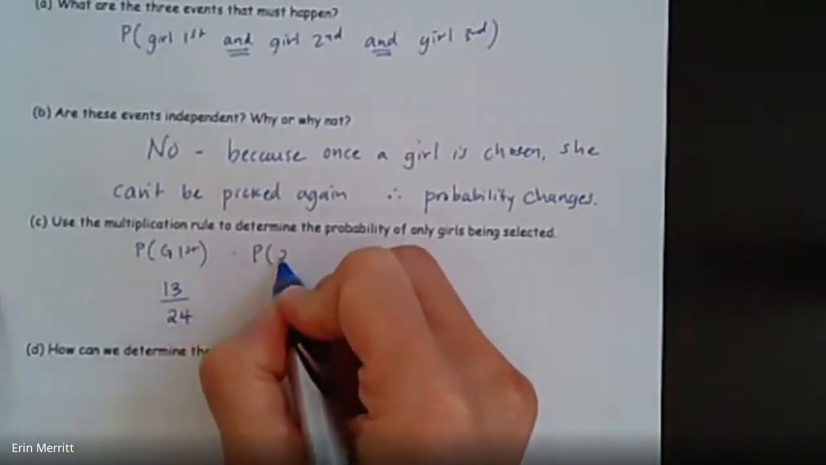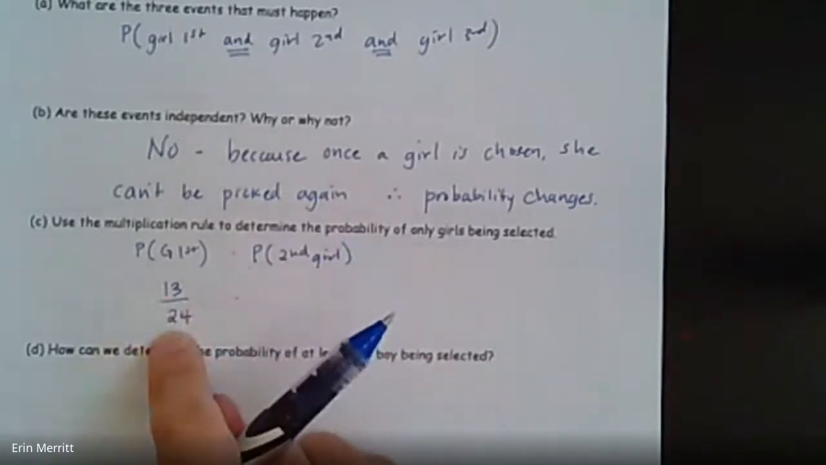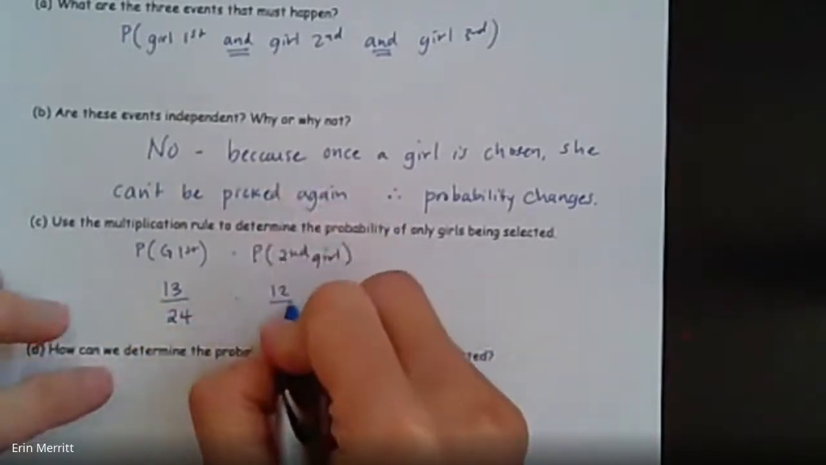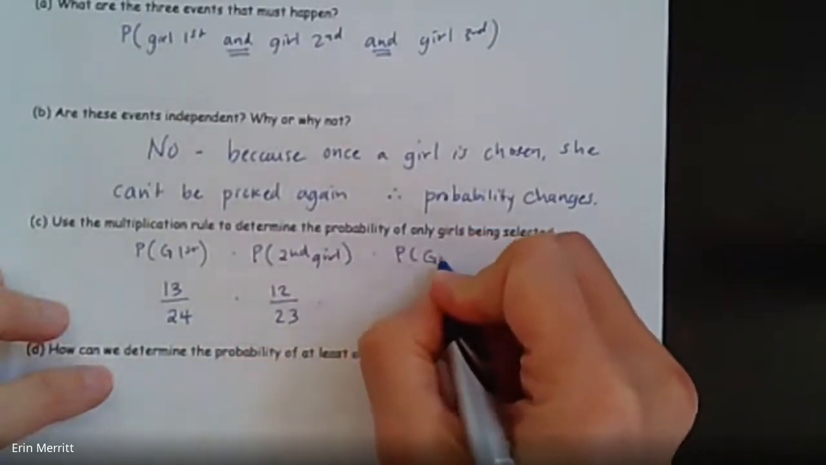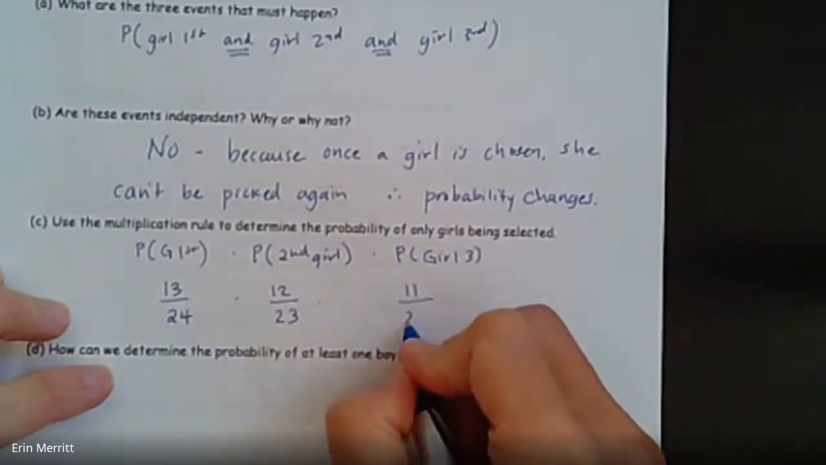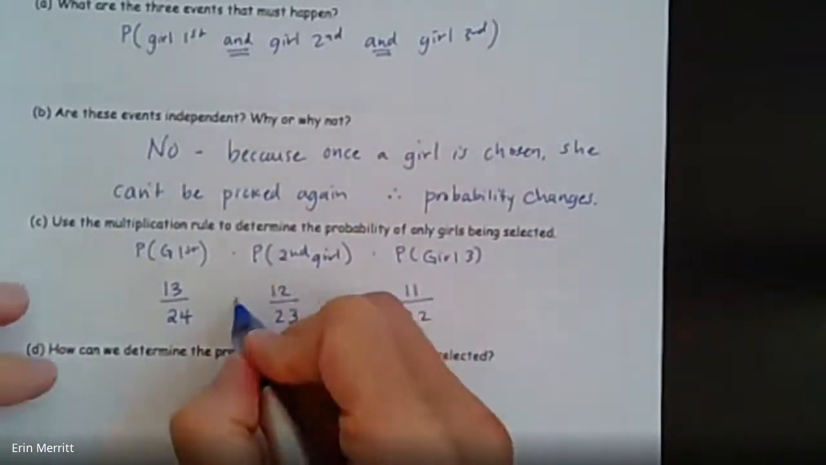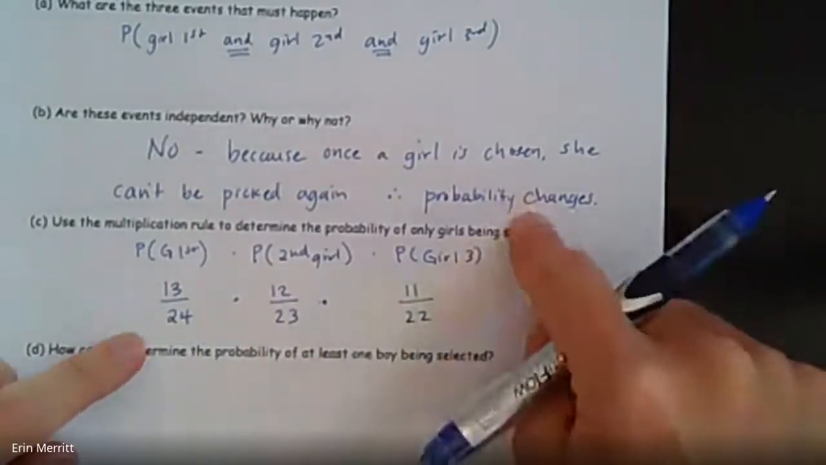Times the second girl. Now it's going to change a little. It's not going to stay 13 out of 24. It's now going to be 12 out of 23. And then times the probability of girl number 3. Well, now there's only 11 girls to pick from, and there's only 22 kids to pick from. So that's all that means: you have to realize, oh, hey, it's going to change.